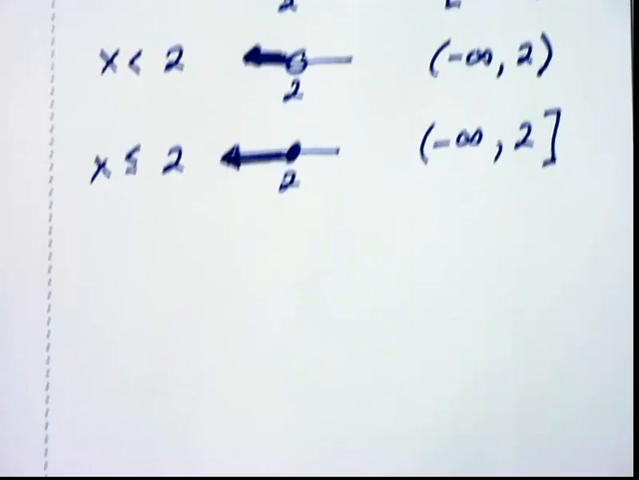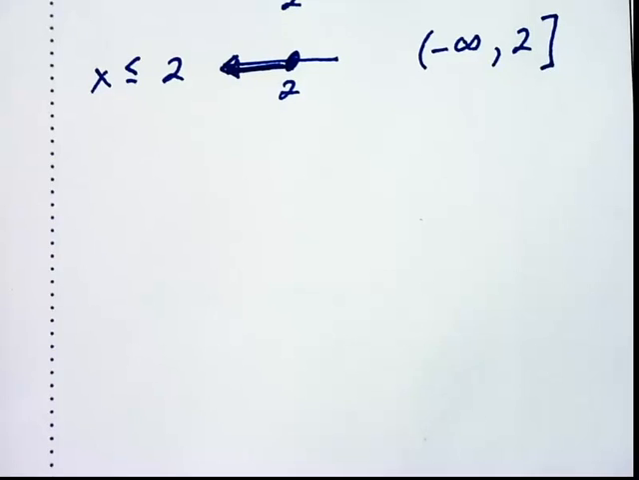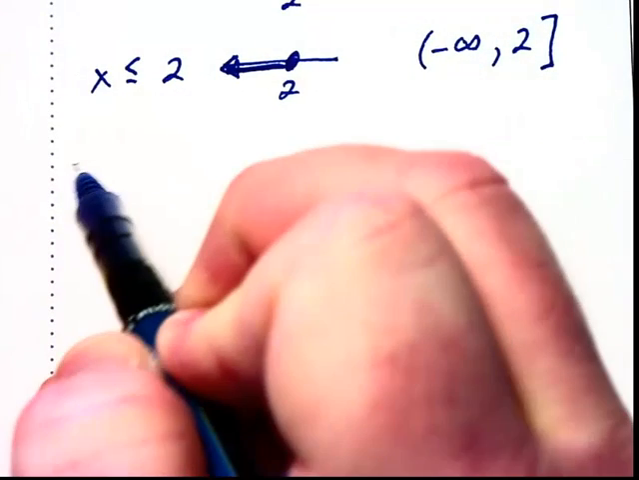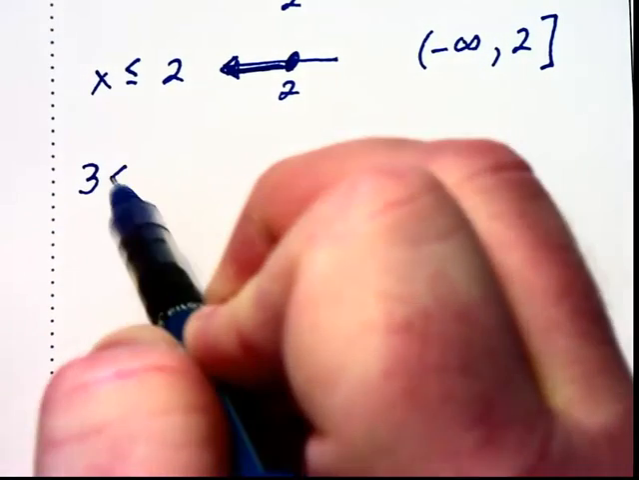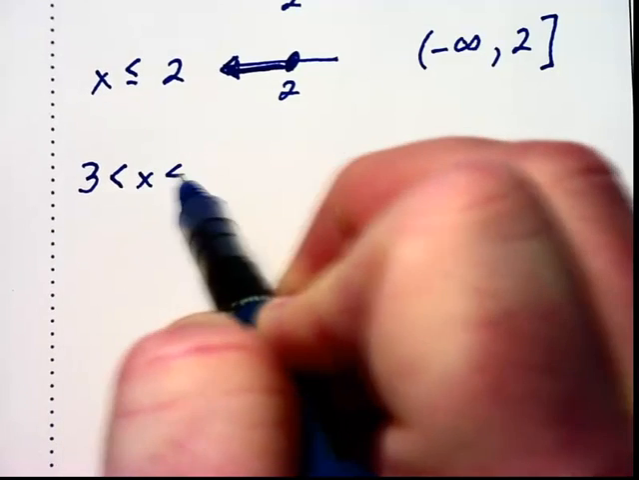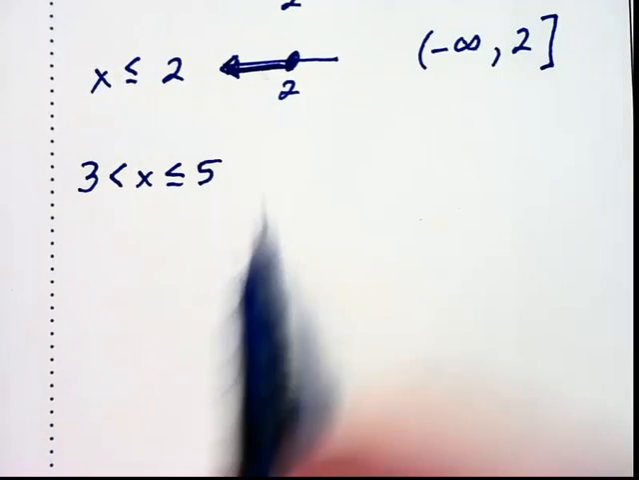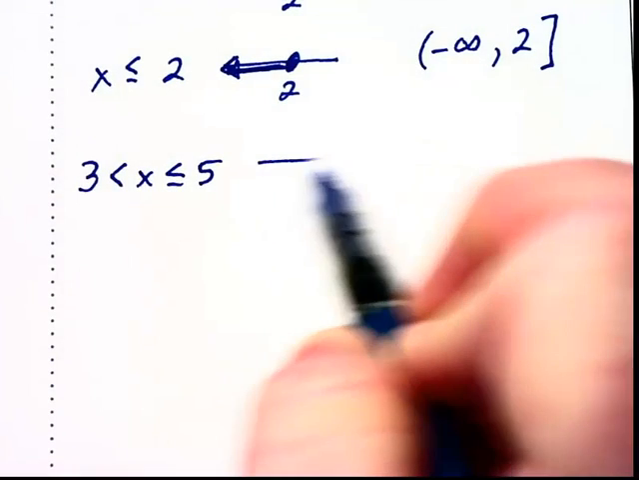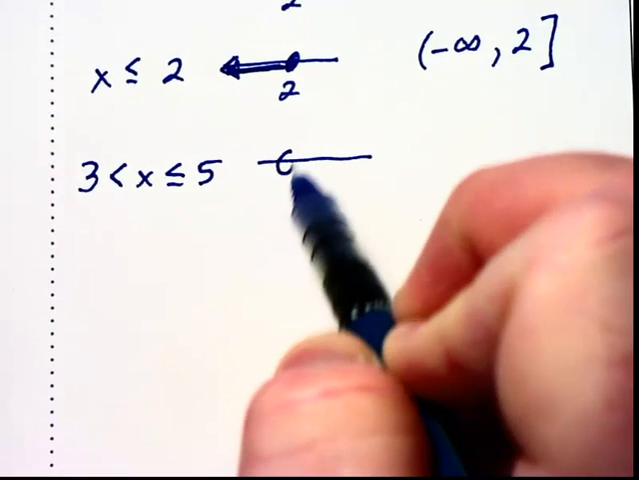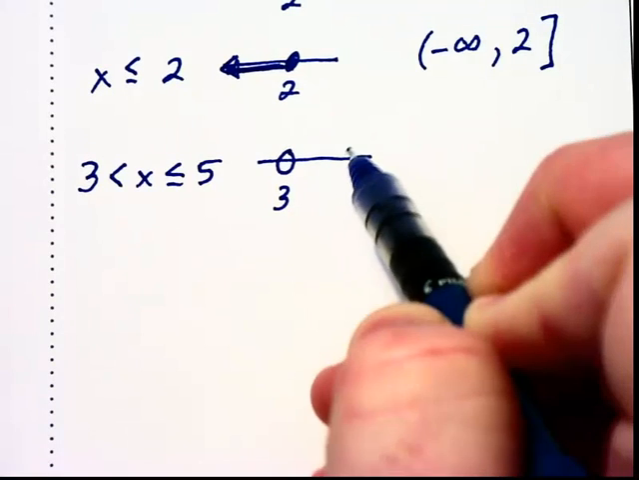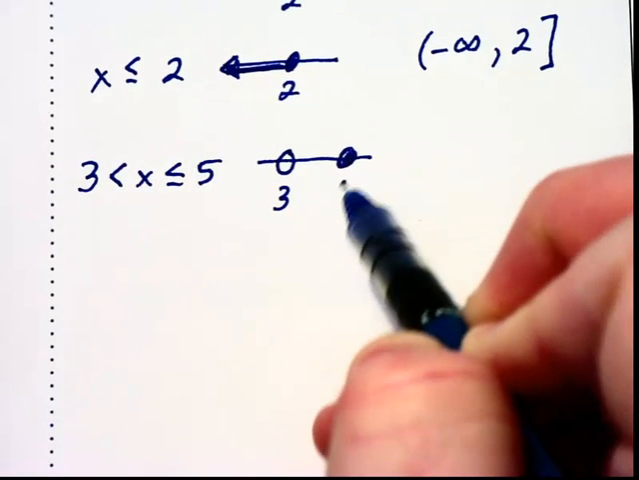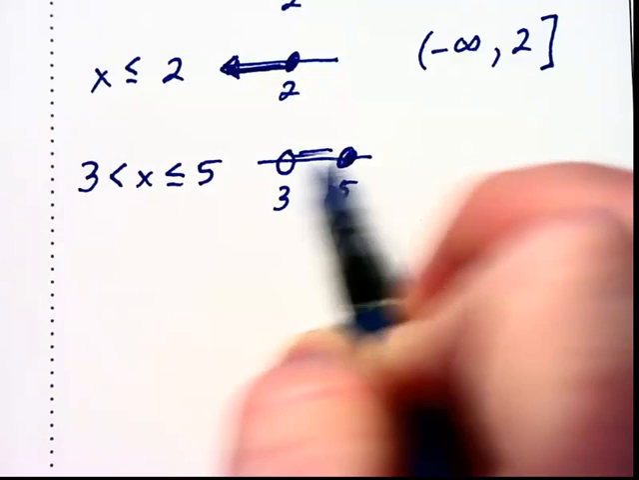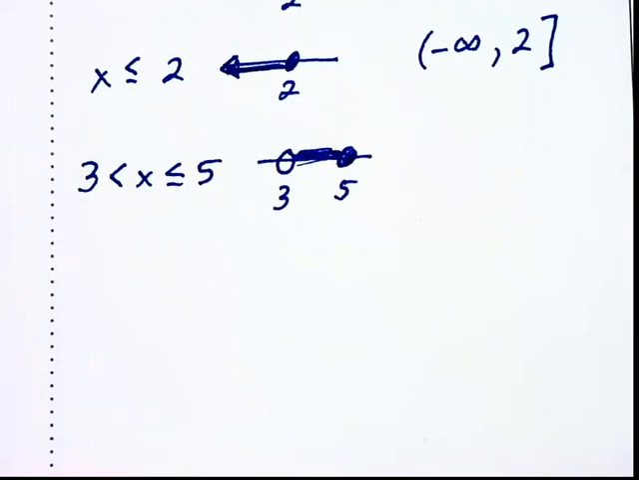Now let's talk about combining inequalities together. Let's begin with a betweenness model. Let's say we have x is between 3 and 5 inclusive of the 5. On the number line, this would entail an open circle at 3, a filled-in circle at 5, and the region between these two numbers shaded in.